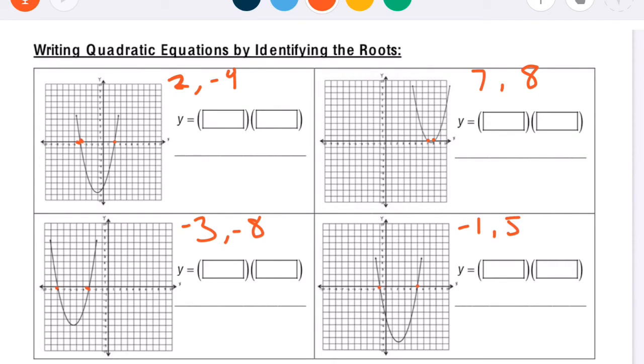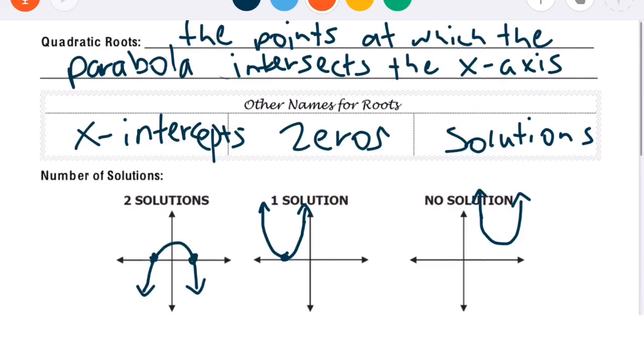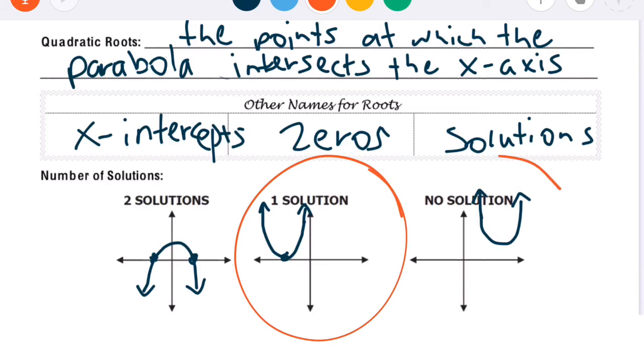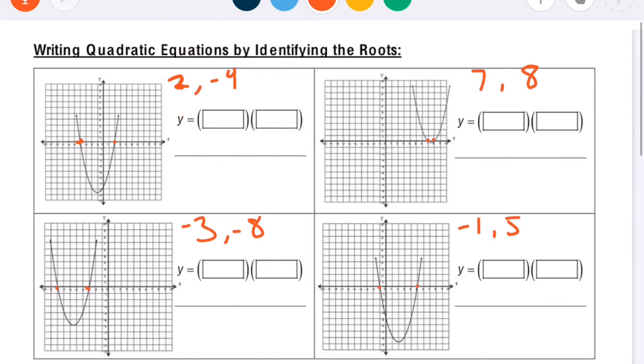So identifying the roots on a graph is pretty simple. You're just looking where it crosses the x-axis. I didn't write them as ordered pairs because it's given that when it's a root, we know that the y value has to be 0. So in all these examples, they all have 2 roots, but like I said, there are some examples where you could have 1 solution or no solution.